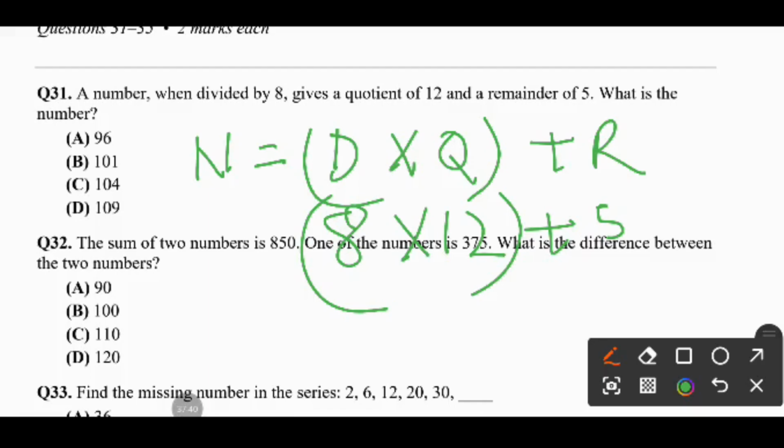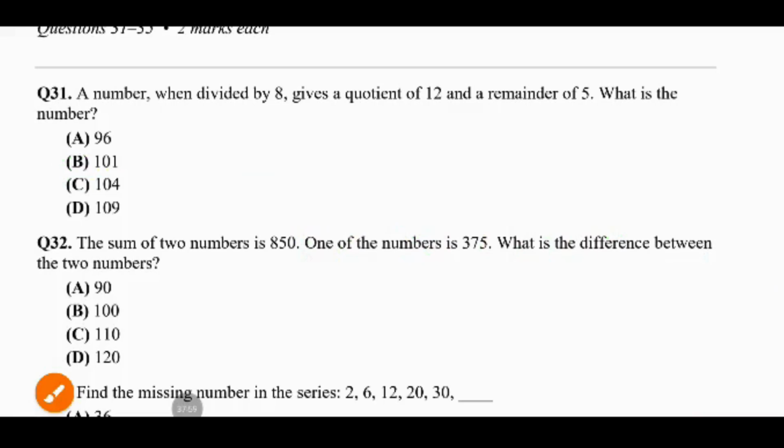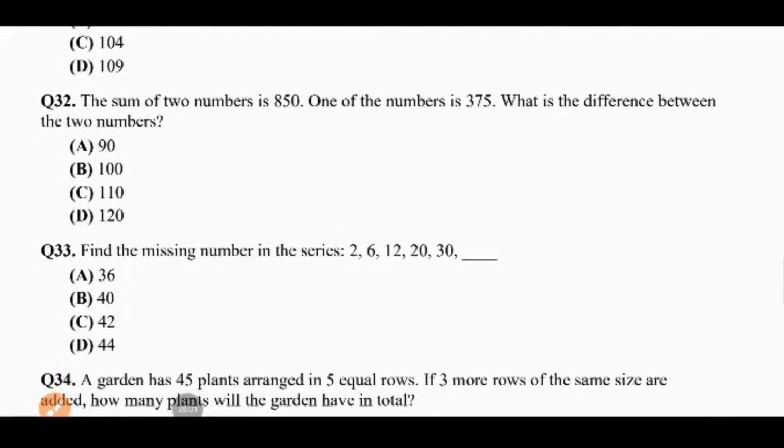Solve this for me. First we will solve the bracket, and whatever answer we get, 12 multiplied by 8, you will get 96. 96 plus 5 will be 101. It means the right answer is B. Moving to the next question, number 32.